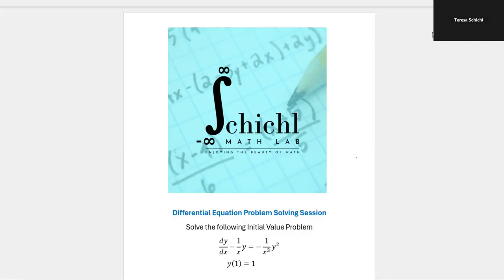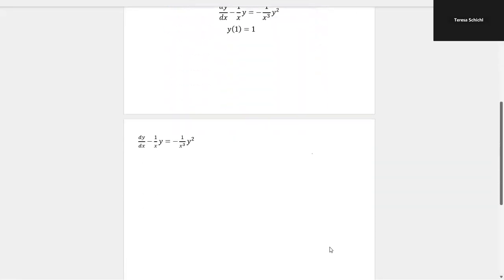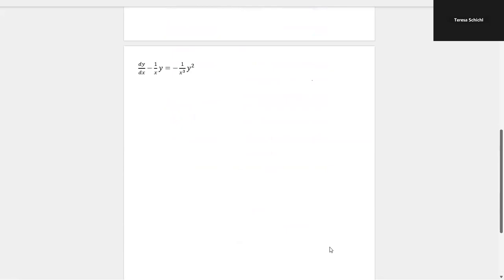So today we're going to solve a first order differential equation problem. Here is dy over dx minus 1 over xy equal to 1 over x cubed y squared. All right, so now let's take a look. How do we solve it?